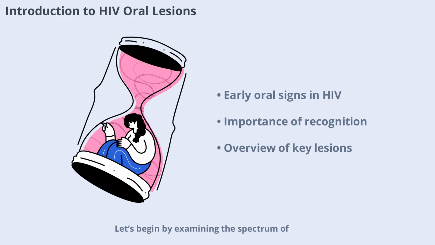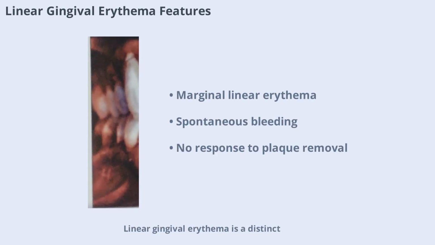Let's begin by examining the spectrum of oral lesions commonly seen in HIV-infected individuals. Linear gingival erythema is a distinct periodontal condition strongly associated with HIV infection. It presents as a marginal, linear band of erythema across the attached gingiva, often involving all teeth.